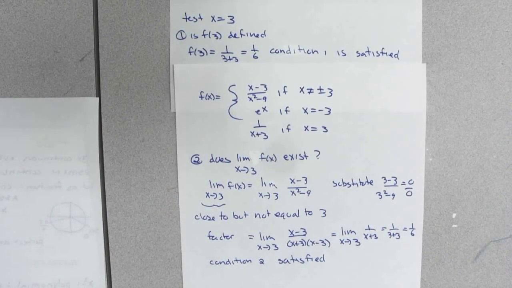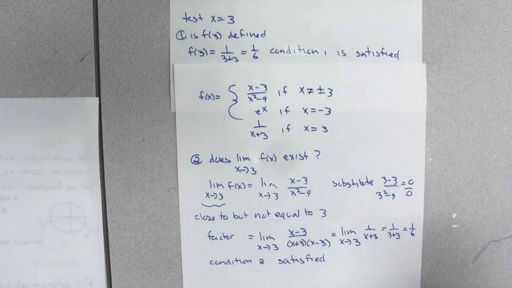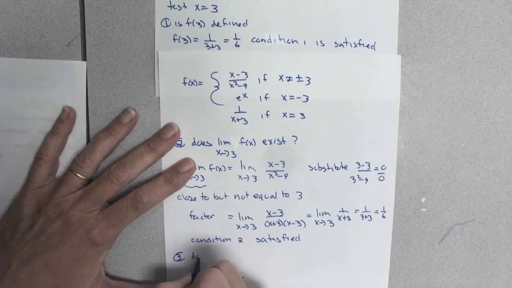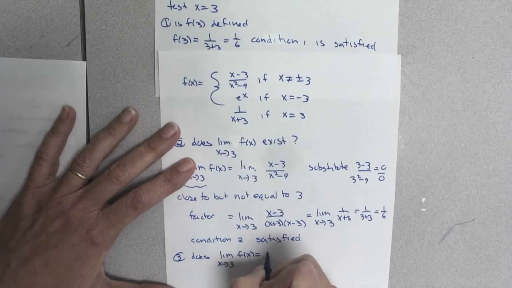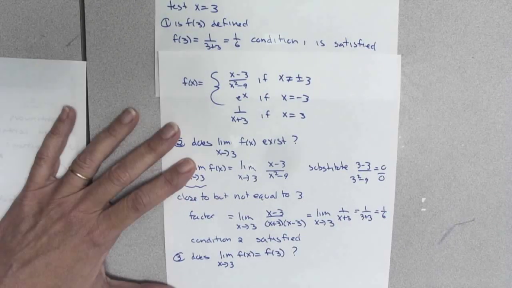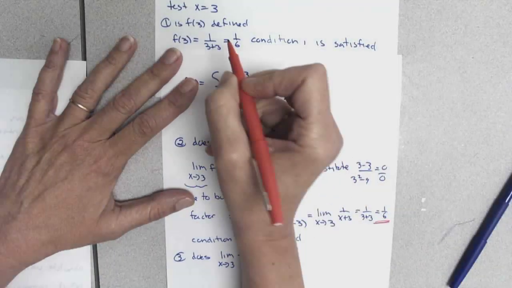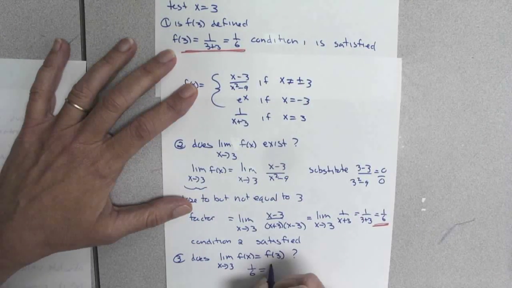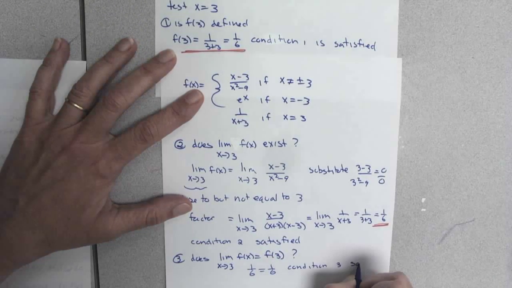So then I go on to condition 3. I'm going to go out just a little bit so I can try to get it all out as far as it's going to go. I'm going to go up a little bit, so I want to try to get everything on one page here. So in condition 3, does the limit as x goes to 3 of f of x equal f of 3? Well, the limit was 1/6. f of 3 at the top here, 1/6. 1/6 equals 1/6. Condition 3 satisfied.